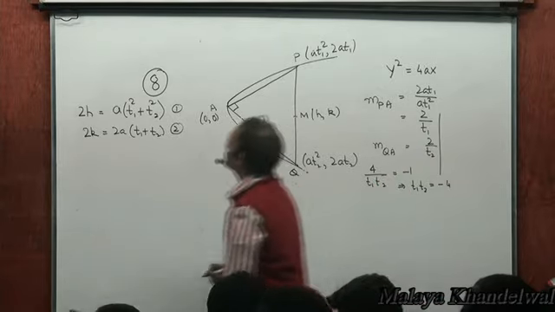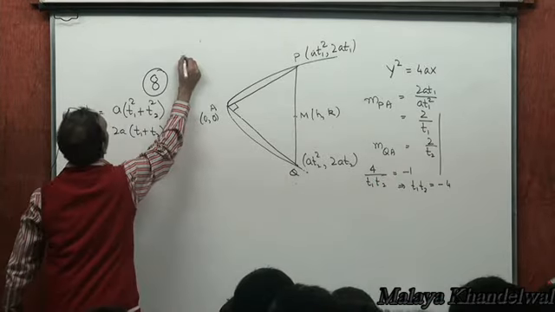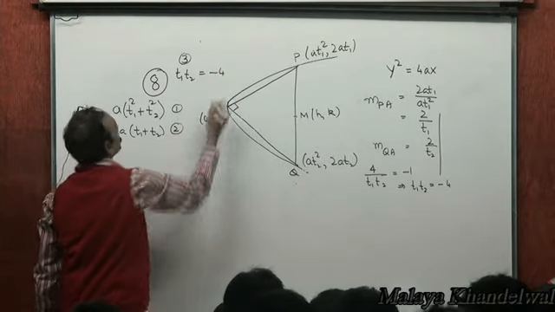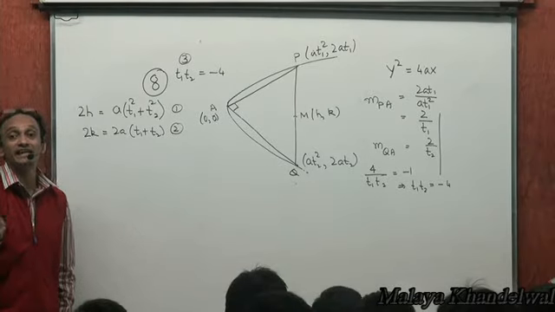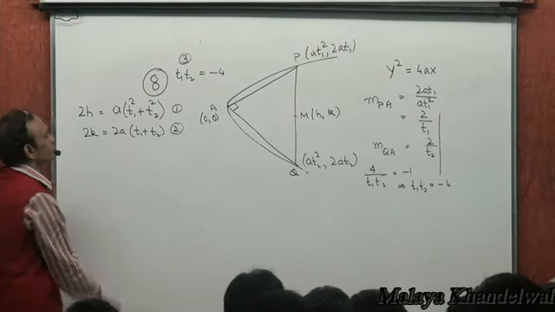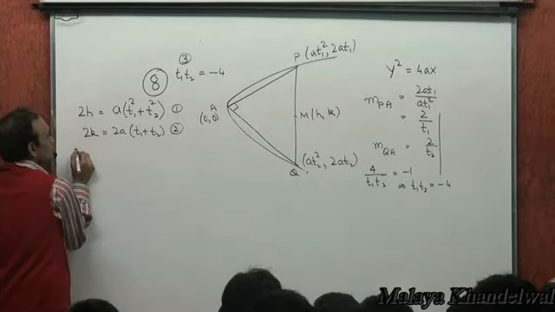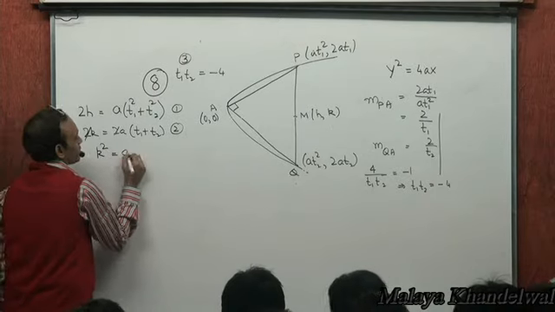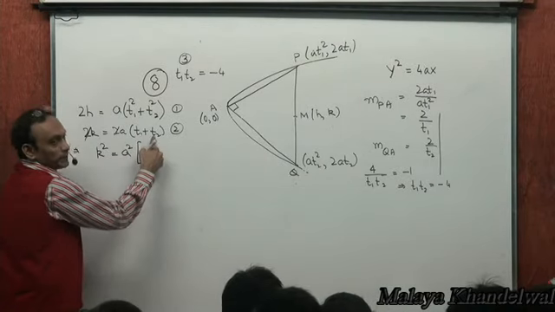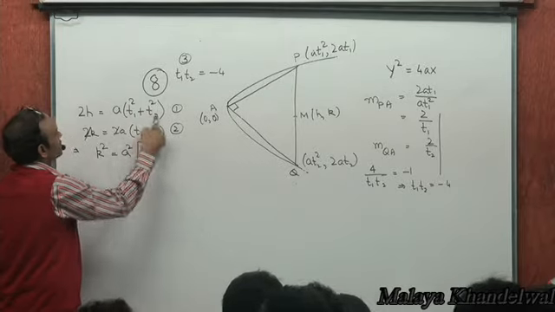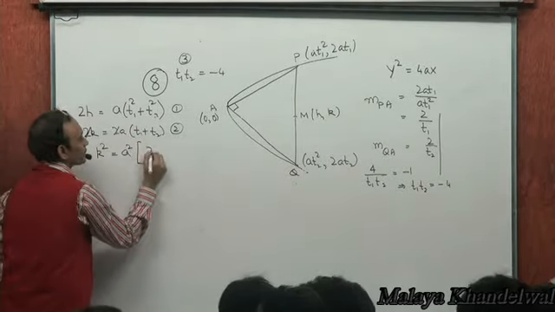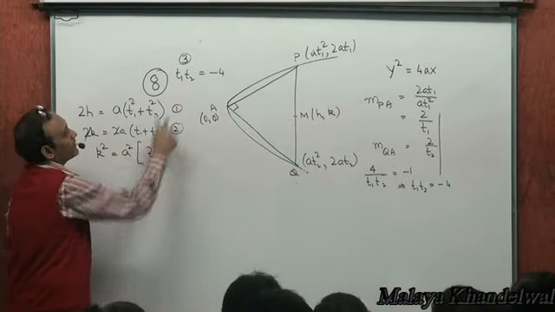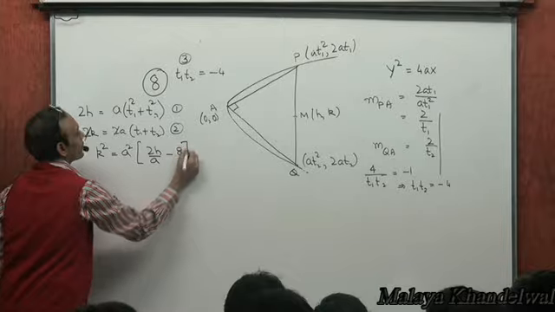So all that we need to do is, using 1, 2 and this condition 3, which is t1 t2 equal to -4, eliminate t1 and t2, connect h and k, and then go ahead and generalize. So if I square this, k squared is a squared into t1 squared plus t2 squared, and t1 squared plus t2 squared can be written as 2h by a plus 2 t1 t2. 2 t1 t2 is -8. Yes or no? I hope all of you understand this.